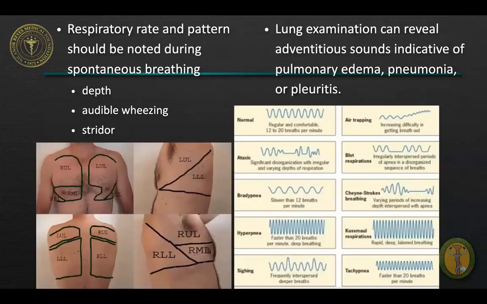The respiratory rate and pattern should be noted during spontaneous breathing, with attention to depth, audible wheezing, and stridor. Lung examination can reveal adventitious sounds indicative of pulmonary edema like coarse crackles, pneumonia, or pleuritis.